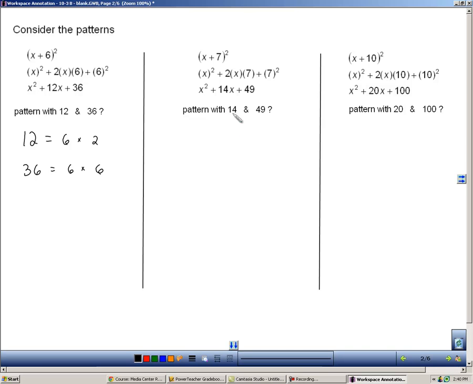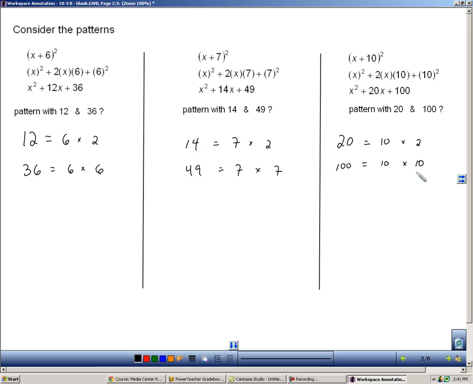Okay, well let's look at another one over here. Here we've got x plus 7 squared, which distributes to become this trinomial. We have the number 14 in the middle and the number 49 on the end. Well, 14 is 7 times 2, and 49 is 7 times 7. Perhaps you're seeing a pattern here. Let's look at one more. x plus 10 squared distributes to become this trinomial. 20 is 10 times 2, and 100 is 10 times 10.